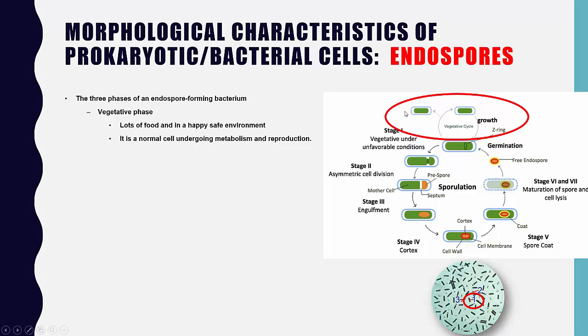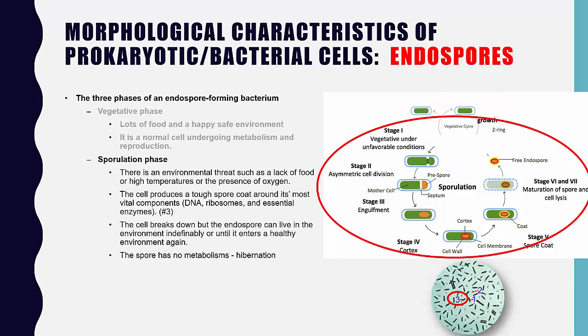Typically, bacteria are just being bacteria if the environment is good. There's plenty of food, it's very safe, and they're happy. So we would say they're in the normal bacterial stage, or the vegetative phase of their life. And here they don't have any endospores. They're just eating, metabolizing, and dividing, so they're undergoing reproduction, which we'll talk about a little bit later on.